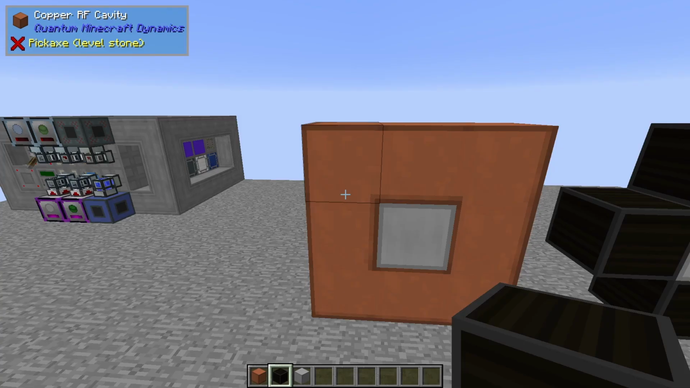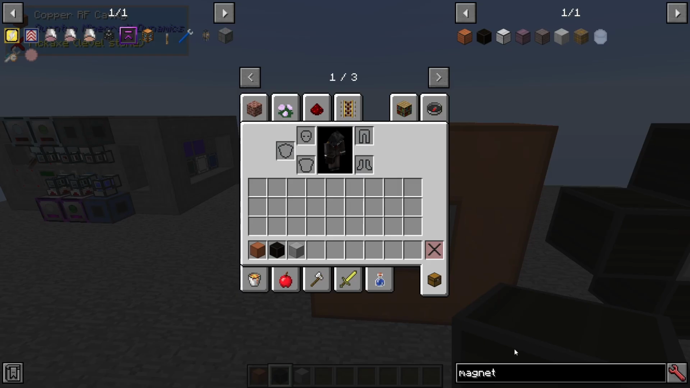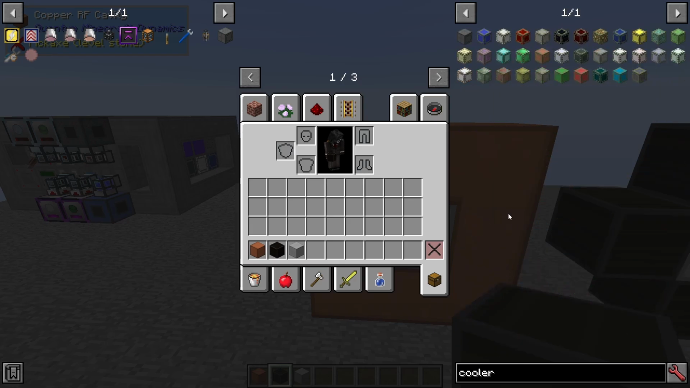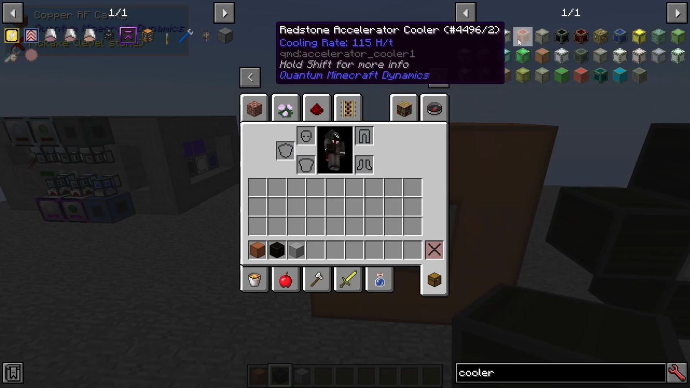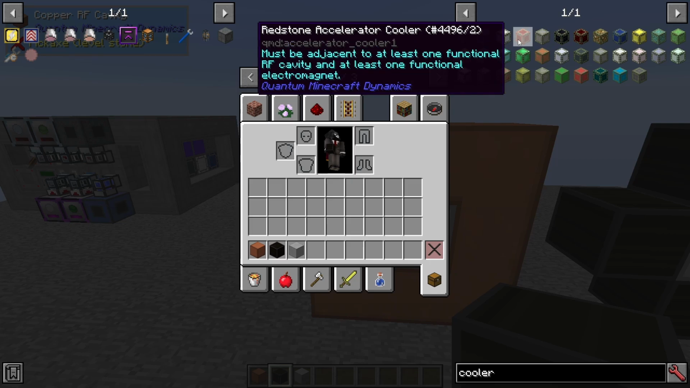Accelerators need coolers and liquid coolants in order to stay cool. Coolers work just like in NCO: they have a placement rule that must be satisfied to gain cooling. For example, we can take this redstone cooler right here. It gives 115 heat per tick of cooling, but only if you put it next to at least one cavity and one magnet.